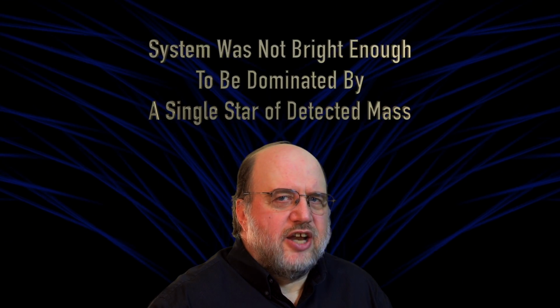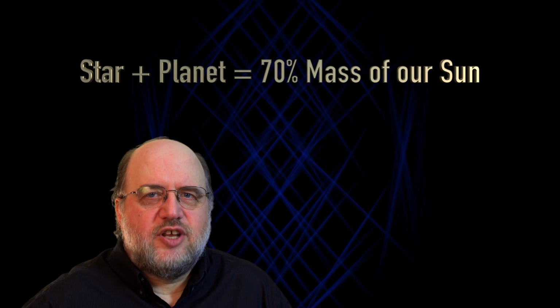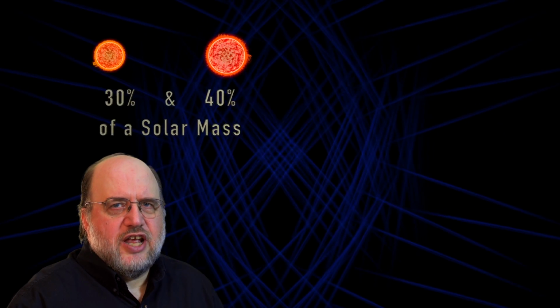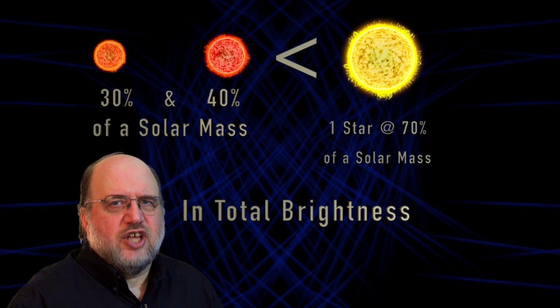Observations with the Hubble Space Telescope indicated that this system was not bright enough to be dominated by a single star of this mass. The precise measurement of both these effects revealed that the star and planetary lens system was 70% as massive as the Sun. But the Hubble observations matched the circumbinary planet model because two stars of 30 and 40% of a solar mass are fainter than one star of 70% of a solar mass.